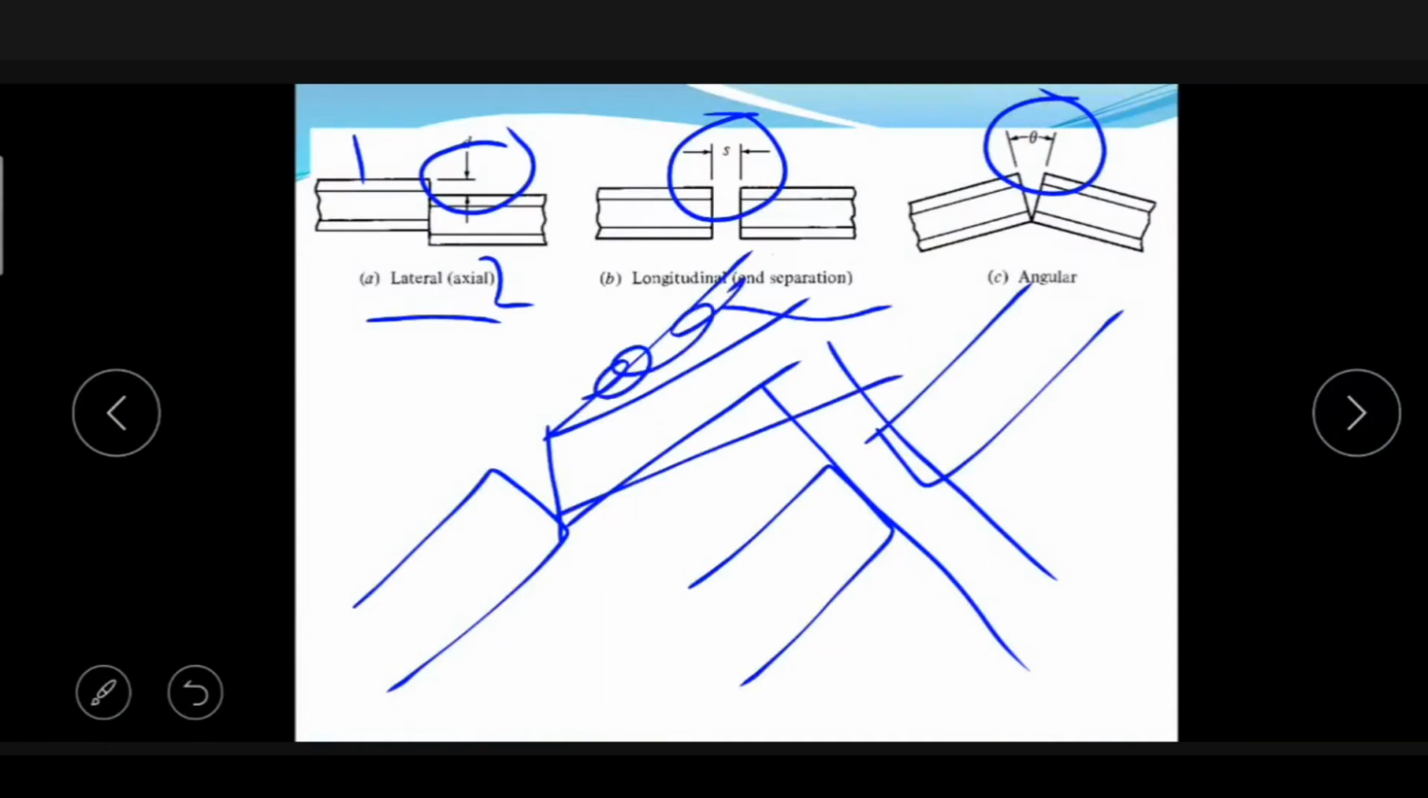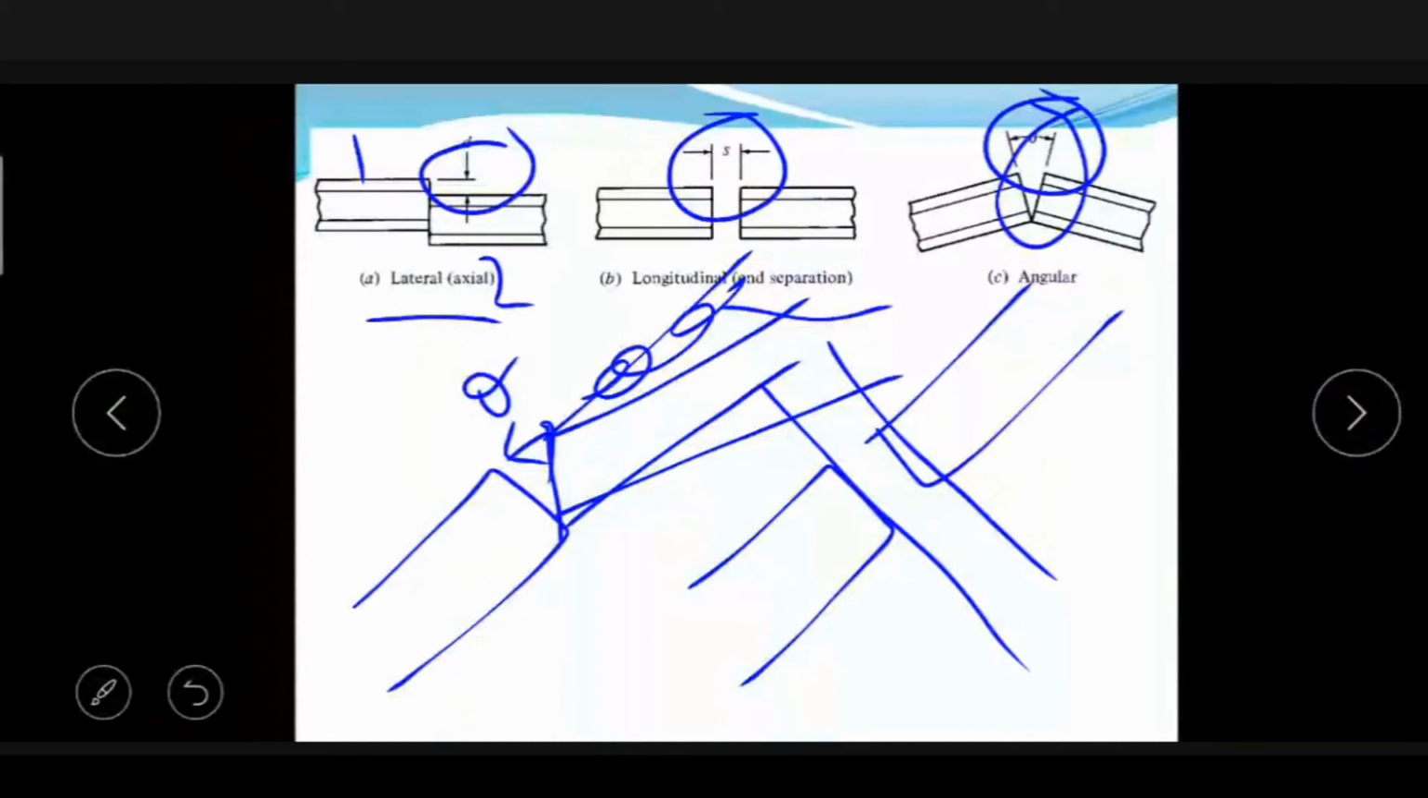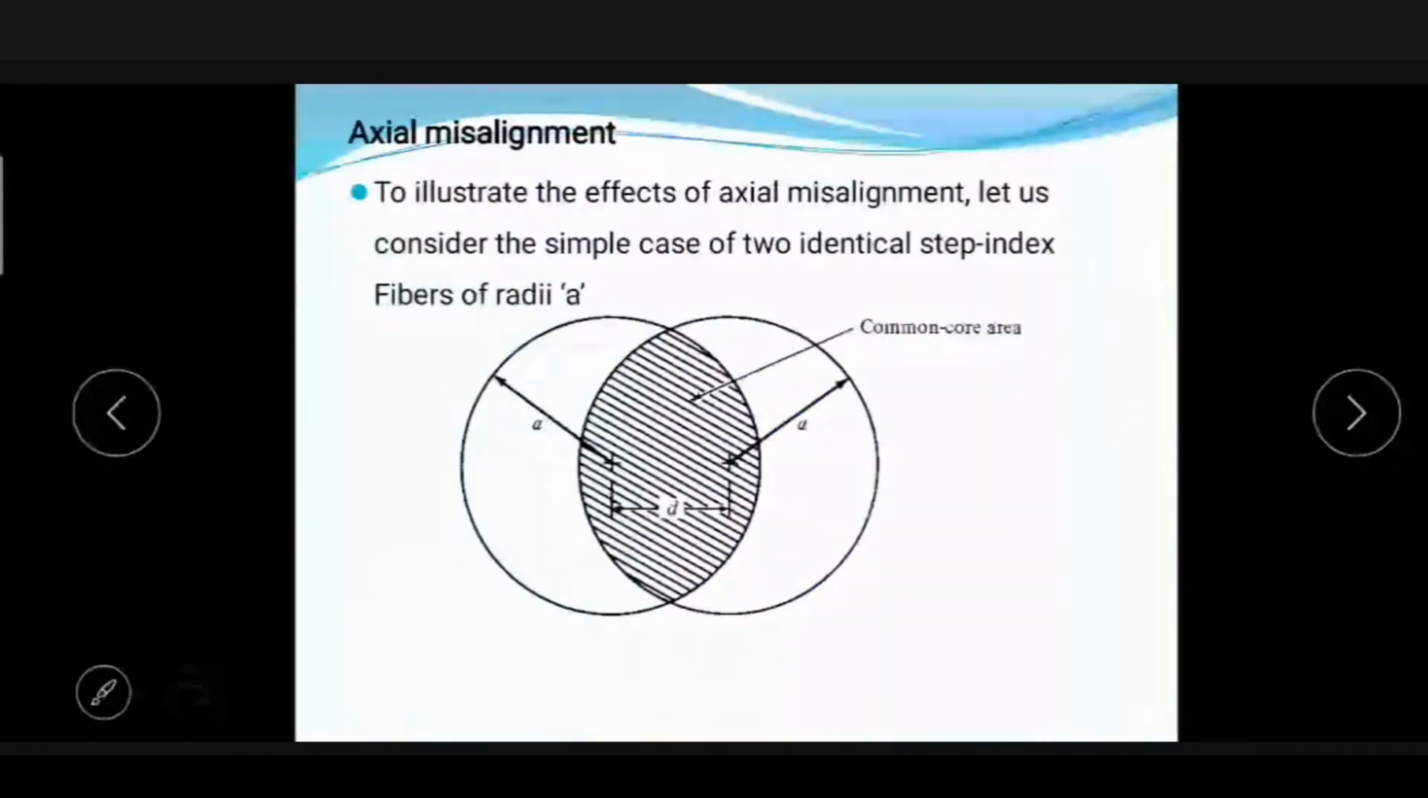Maybe like this, theta, or maybe like this. Okay, so this is angular separation. So these three are very important when it comes to the misalignment concept. Then, if I consider the derivation, a small derivation is there. You can go through that. I'll just give you the idea how it is derived.